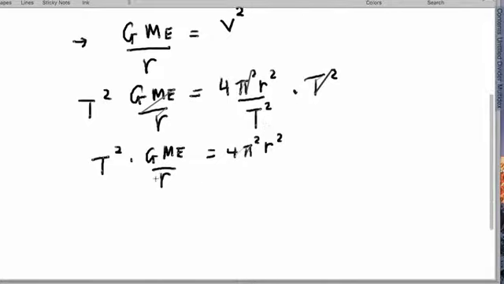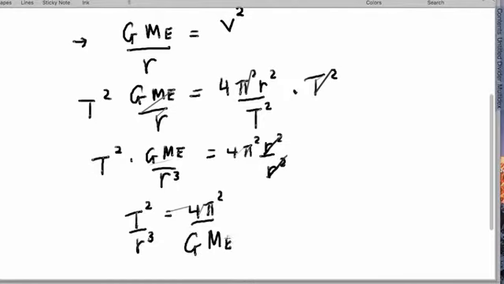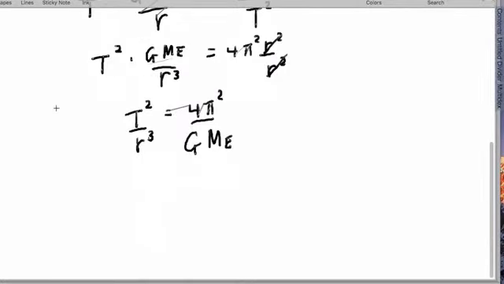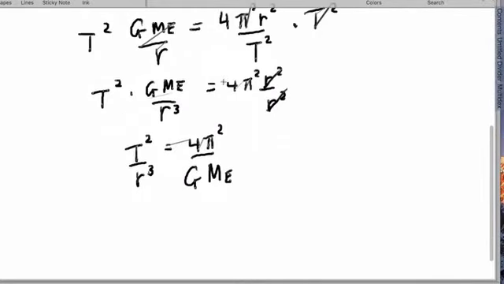Next, I'm going to divide both sides by r squared, so that'll put an r cubed here. And lastly, I'm going to divide this out on both sides, so I wind up with t squared over r cubed equals 4 pi squared G over the mass of the Earth. Now this is true for the Moon going around the Earth. It's true for any set of satellites going around a mass.